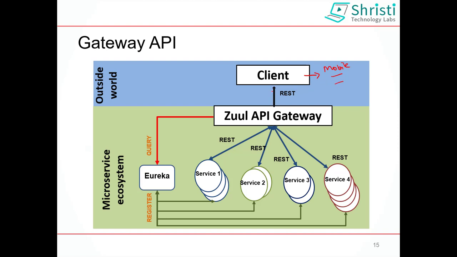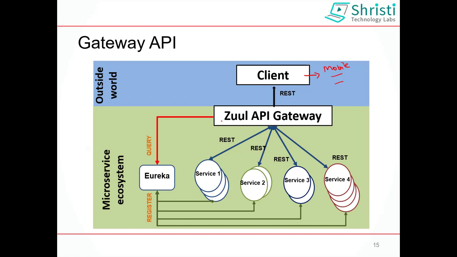Whenever the client wants to connect to the microservice ecosystem, that is to the complete application, he can connect only through the Zuul API gateway. If you see here, for Service 1, I am running 3 instances. Service 2, I am running 2 instances. Service 3 also 2 instances. Service 4, I am running 4 instances. All the services have registered themselves to the Eureka service registry.